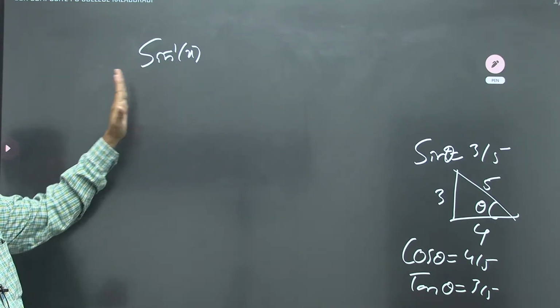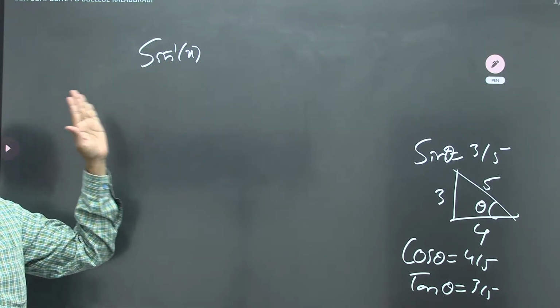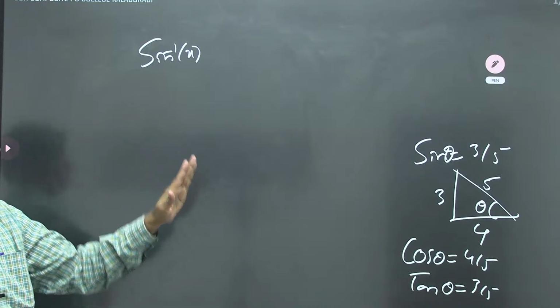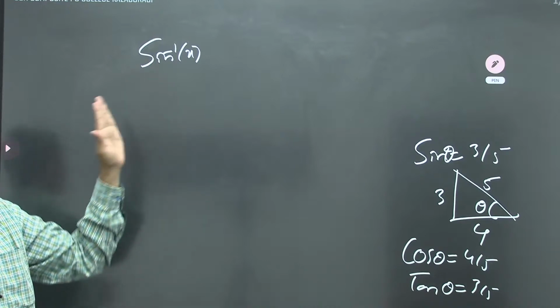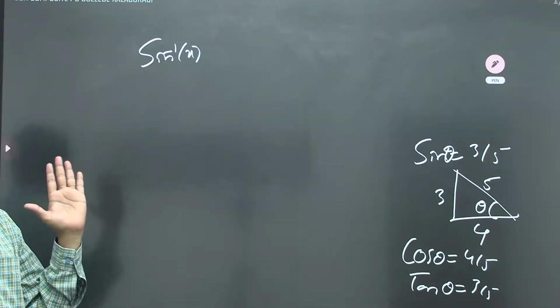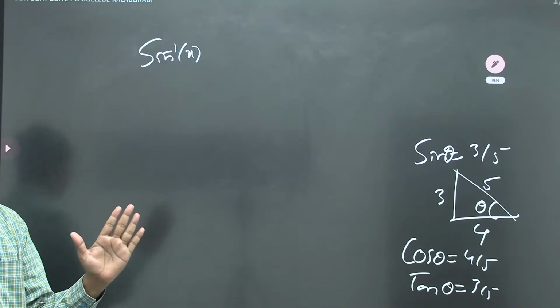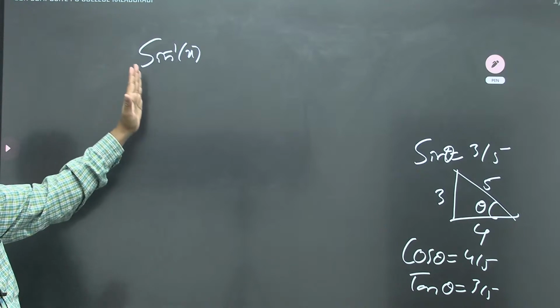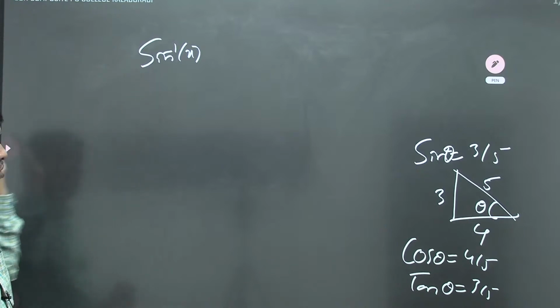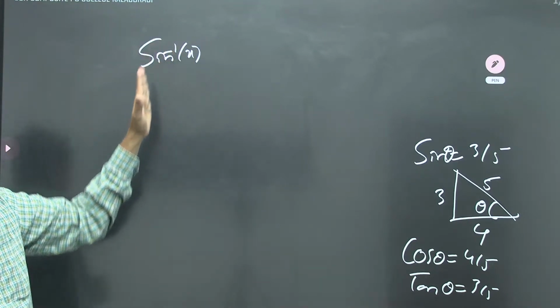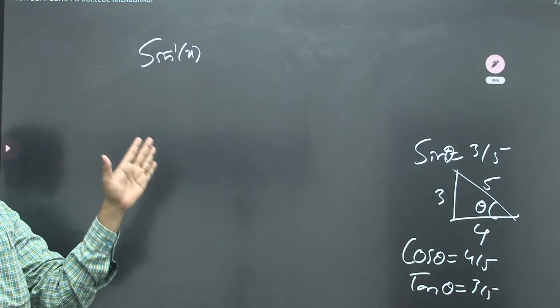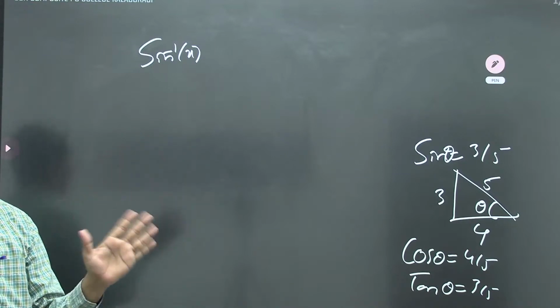One inverse trigonometric function you have to express into the remaining 5 inverse trigonometric functions. Sine inverse of x equals cos inverse of what? Sine inverse of x equals tan inverse of what? It means one inverse trigonometric function you have to express into the remaining. If you know one of the inverse trigonometric functions, then you can find the remaining 5 inverse trigonometric functions.